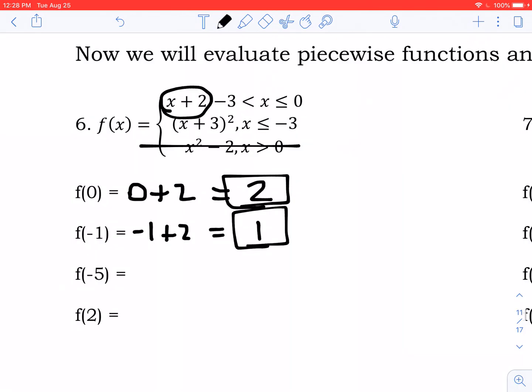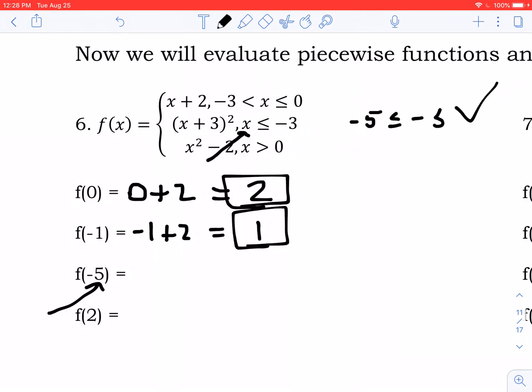Okay, moving right along. Let's look when x is negative 5. So when x is negative 5, which of these is in? Well, is negative 5 greater than 0? And the answer is no, so that one's out. Is negative 5 less than negative 3? And negative 5 is less than negative 3. That's true. So this is the function that I would pick.